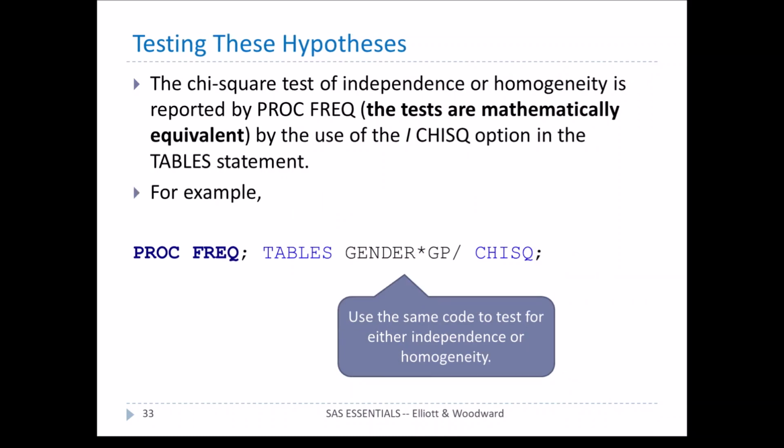All right, to test this hypothesis, we could use PROC FREQ and then TABLES gender by group. That's what you say typically with the little asterisk there: gender*group / chisq. Most of the tests we're doing here are going to be the chi-square test.